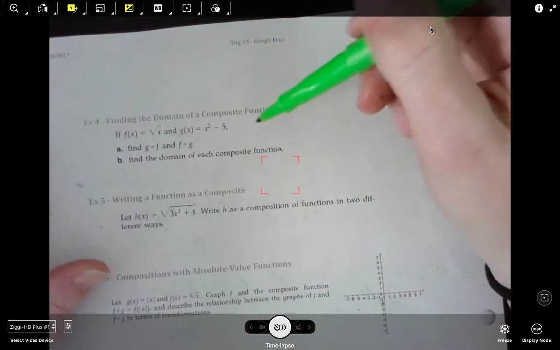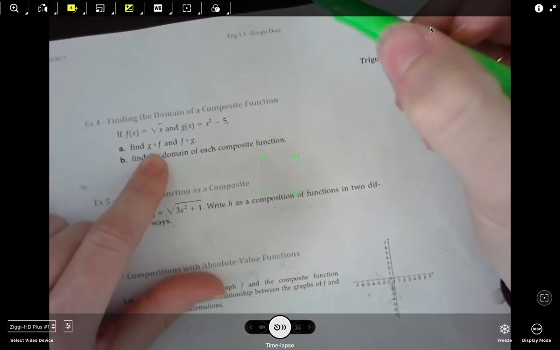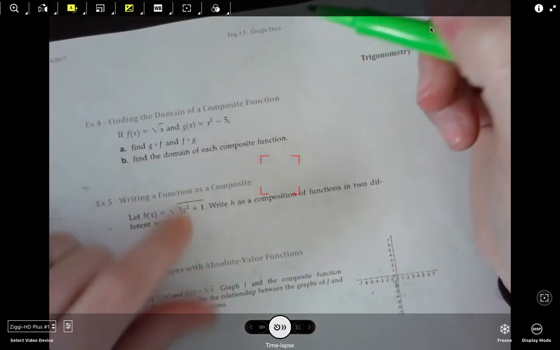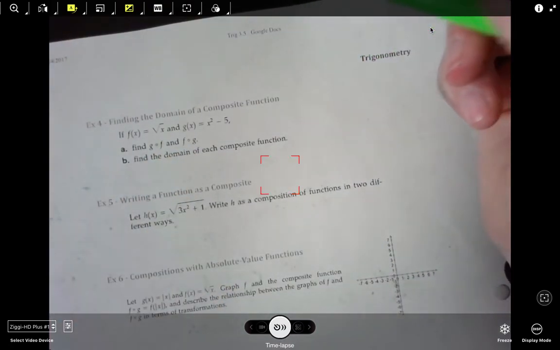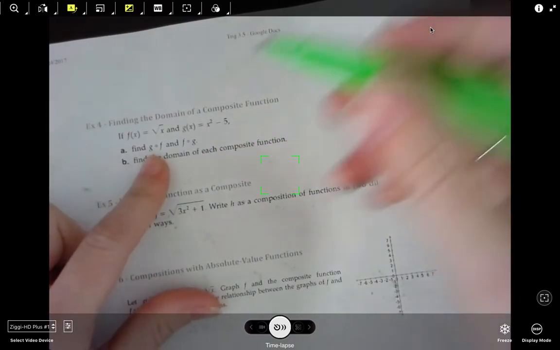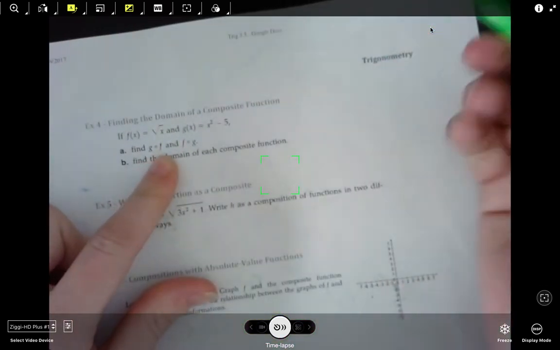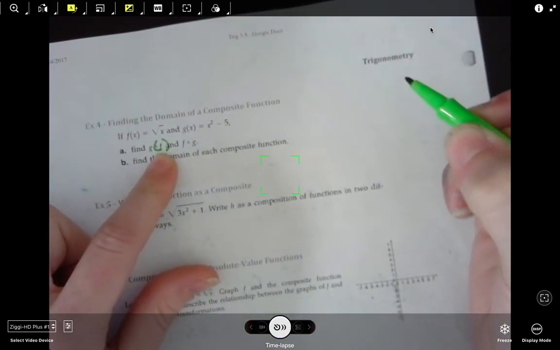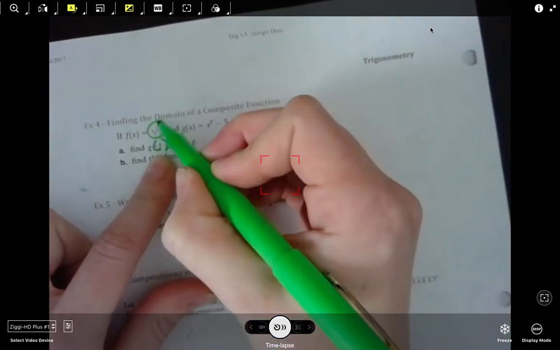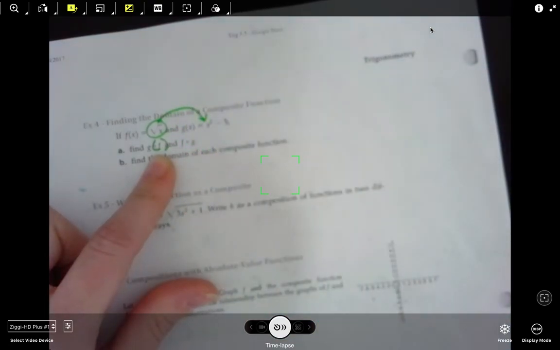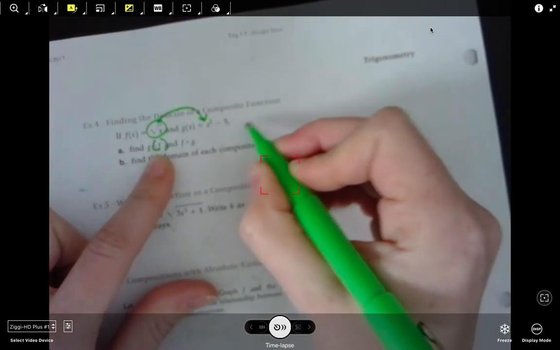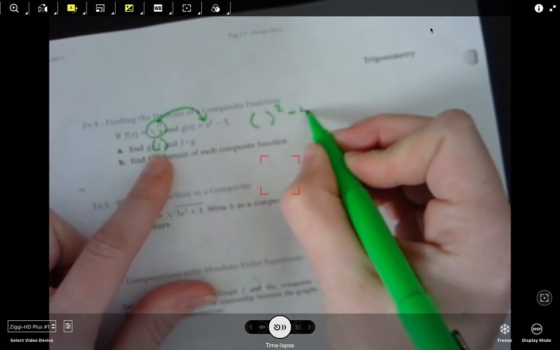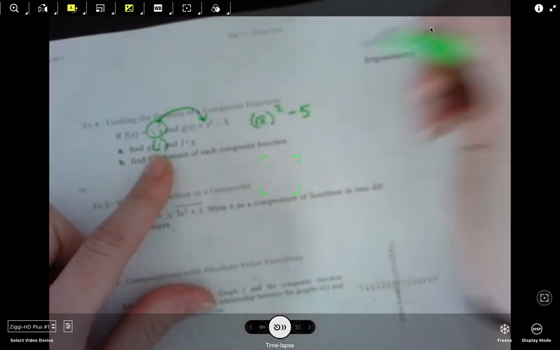Find the domain of the composite function. So g composed of f, and then f composed of g. I'm not going to do all, well, maybe I'll do all the parts of the domain. We'll see. g composed of f. That means we are taking f as our inside function. So we're taking this guy and we're substituting him into there. Instead of it being x squared minus 5, we put the square root of x in there.